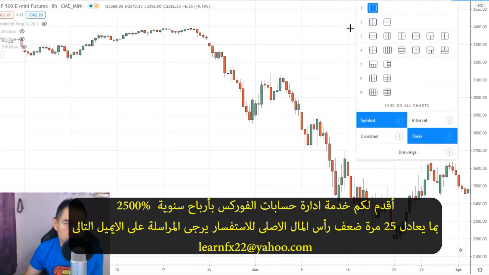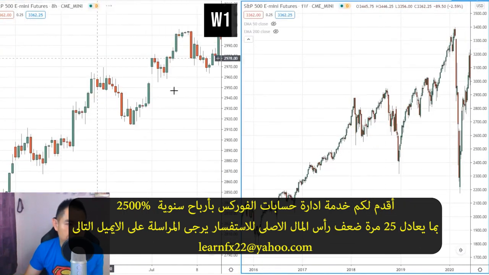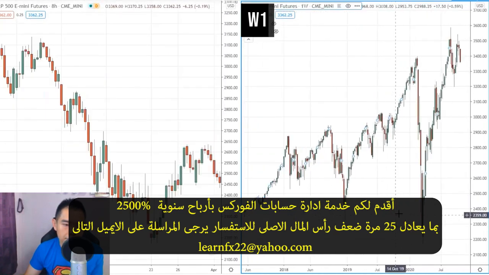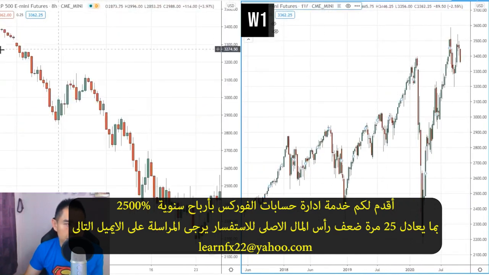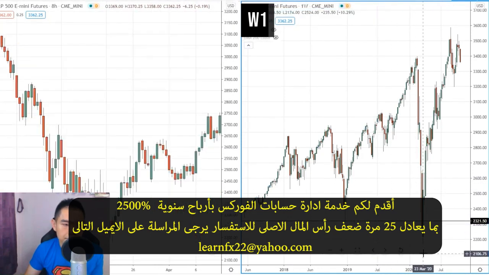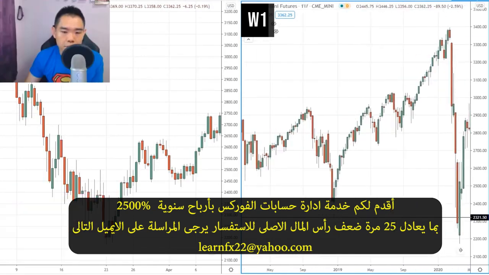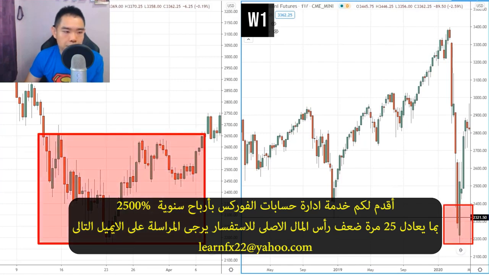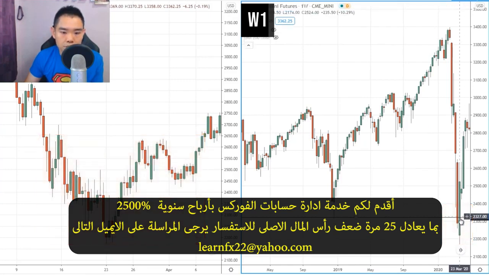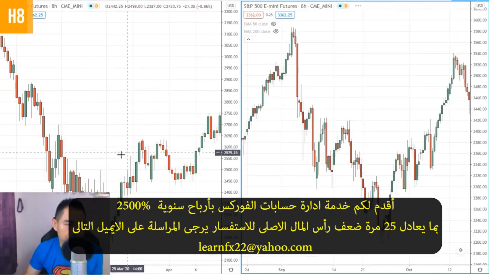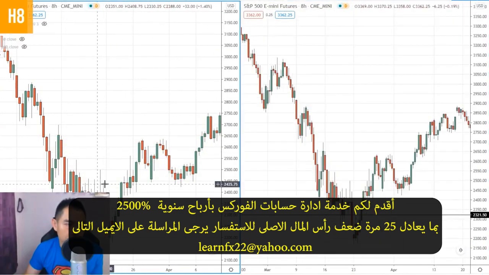Let's split our chart into two and have a look at the weekly time frame. You can see over here on the weekly time frame, at this point, the price has come into this area of support. Let me just orient you: this portion here is equivalent to this portion here. So on the higher time frame, we have approached this area of support. Back to our 8-hour time frame.